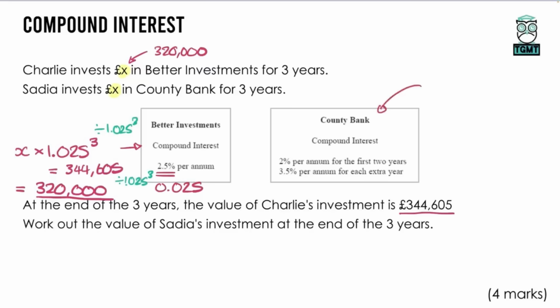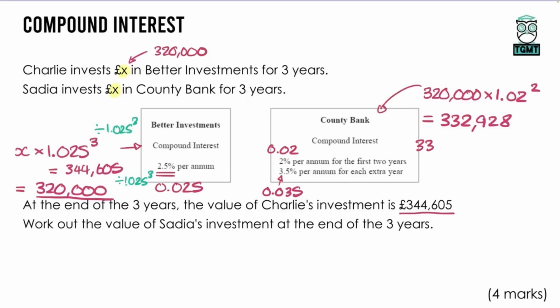So now Sadia invests into Country Bank. She gets 2% for the first 2 years and then 3.5% for each extra year. So we're going to first work out how much she gets for that 2%. So 320,000 multiplied by 1 point, 2% is 0.02, so 1.02. And we're going to do to the power of 2 there because it's for 2 years. And then we'll deal with the 3.5%, which is 0.035. So we'll start by working that out. 320,000 times 1.02 to the power of 2. And that gives us a total of £332,928. So that's what Sadia has after 2 years.